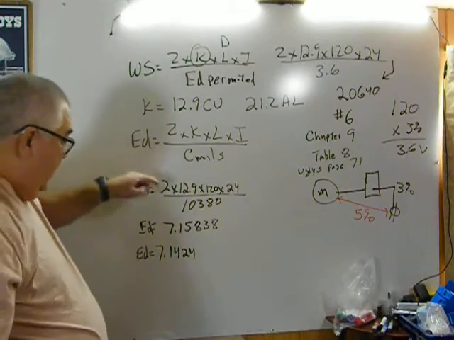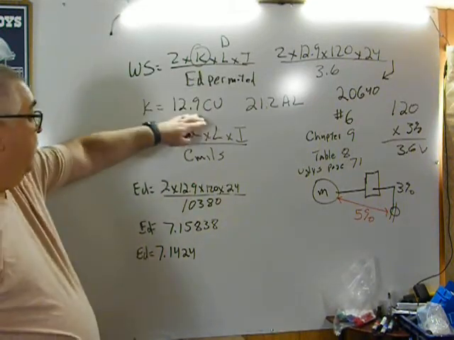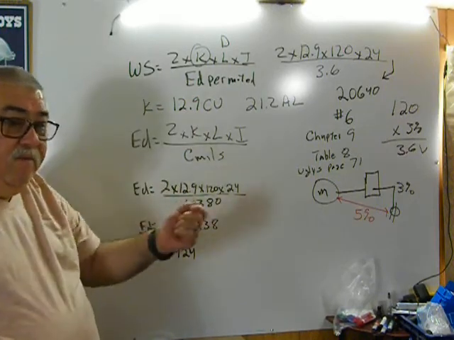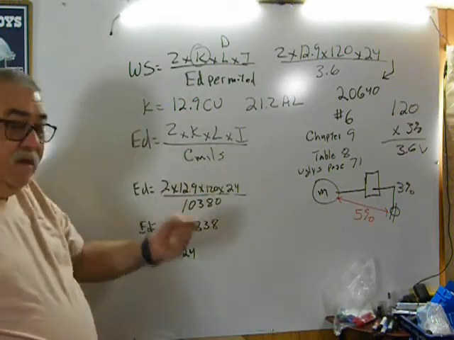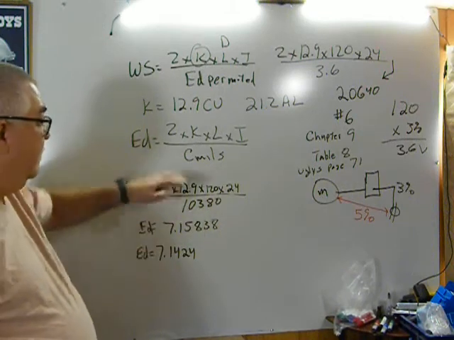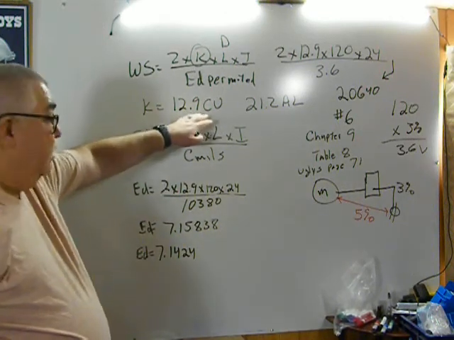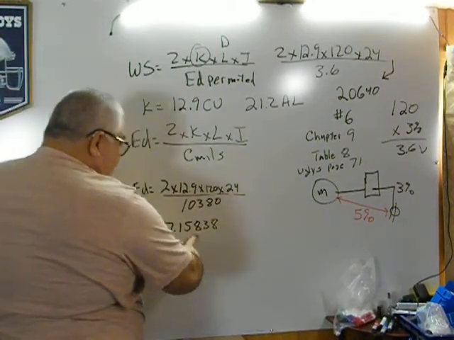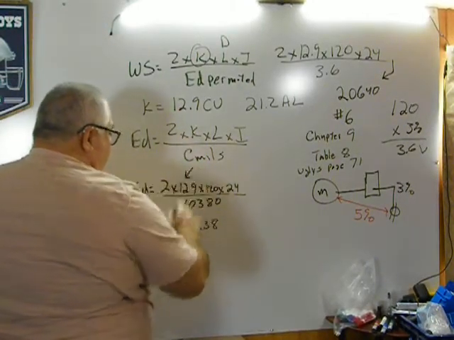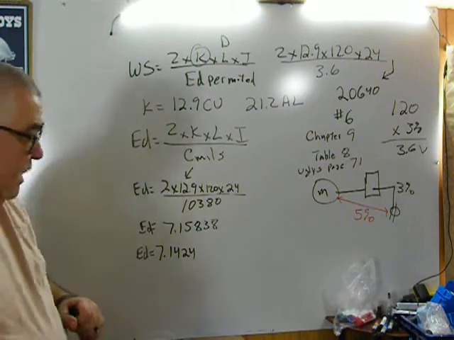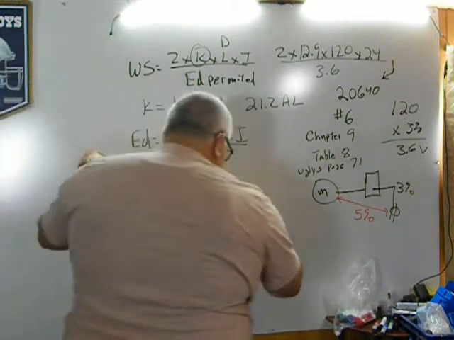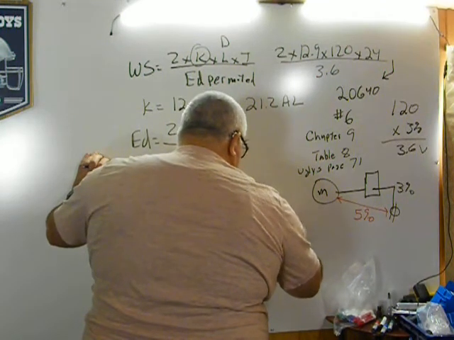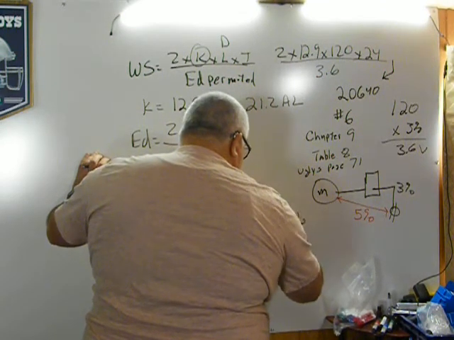The reason is we're using an approximate. These numbers are approximate. This is for a 500 kcmil wire, a 1,000 kcmil wire. That's where they got that from. So in order to get the exact same answer, I have to find the exact K. Exact K equals R times C mills divided by 1,000.